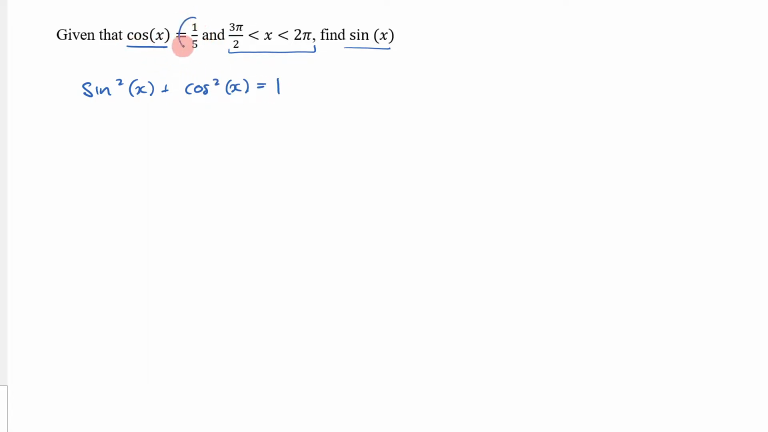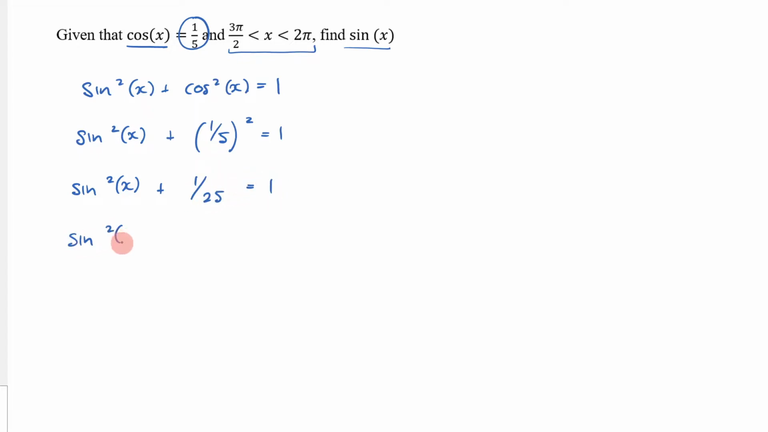Now, I've been told that cos of x is 1 on 5, so that means I can come here and put a 1 on 5 there. Then I continue on, and now it's really a matter of solving this thing. We'll rearrange it to get 1 minus 1 on 25. Remember, 1 is just the same as 25 on 25. So that means I'm going to end up with sine squared of x is equal to 24 on 25.